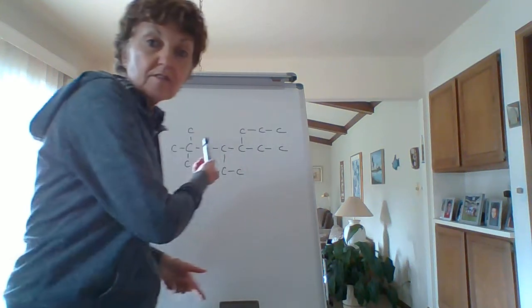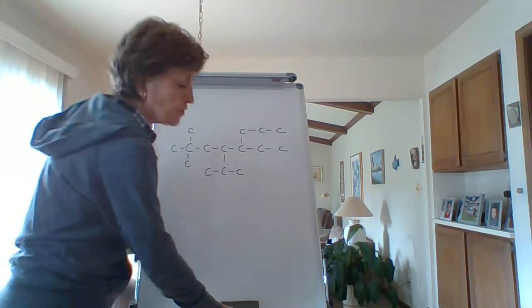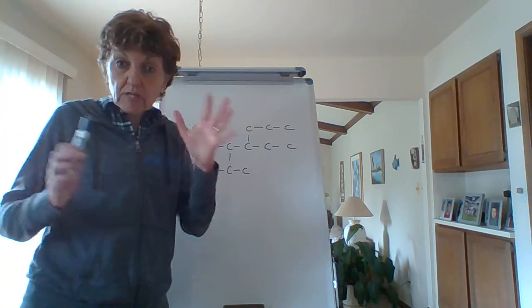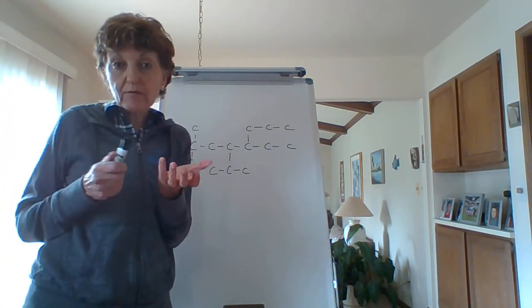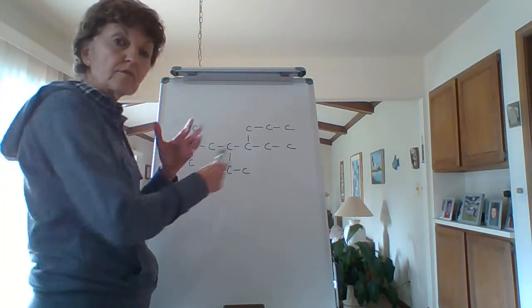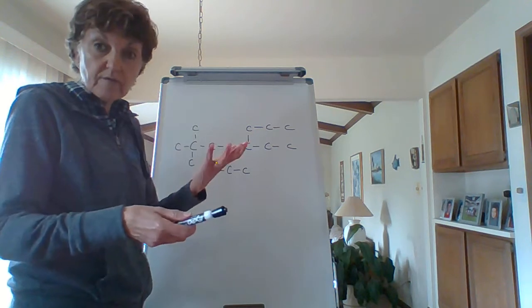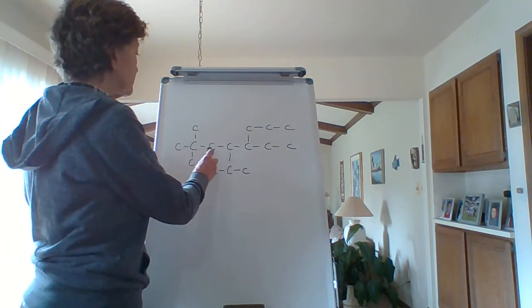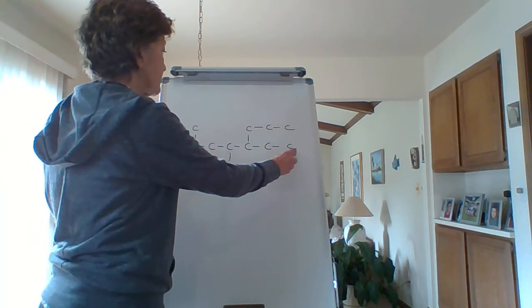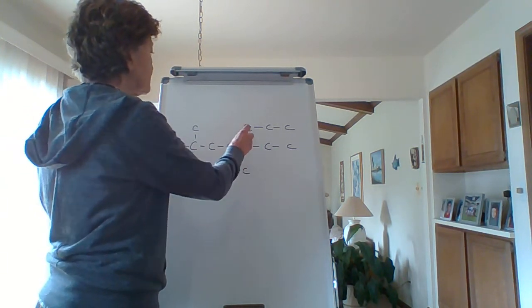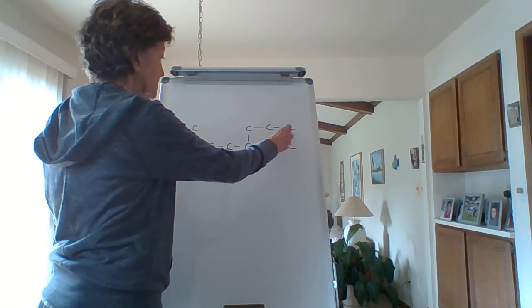I have this molecule over here, and I want to name it. First thing we need to do is find the longest parent chain. And the way we're going to do that is we're just going to count the longest continuous number of carbons. If I go across this way, it's going to be 1, 2, 3, 4, 5, 6, 7. If I go this way, 1, 2, 3, 4, 5, 6, 7, 8.